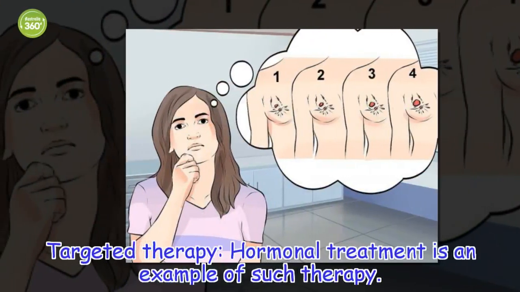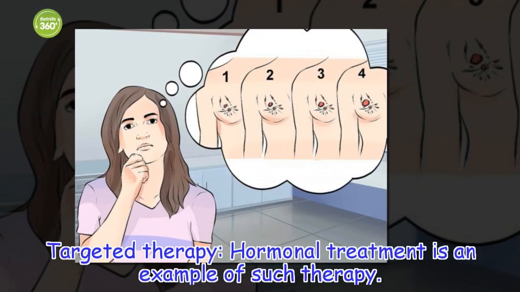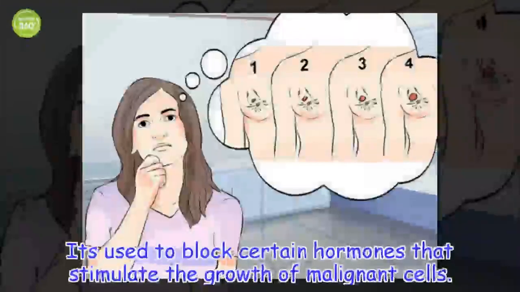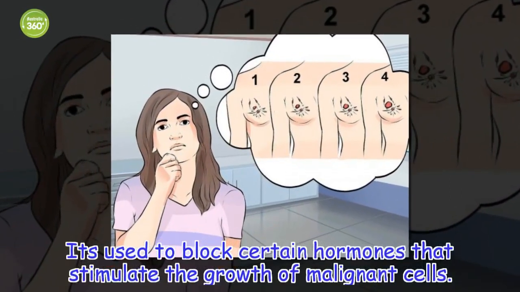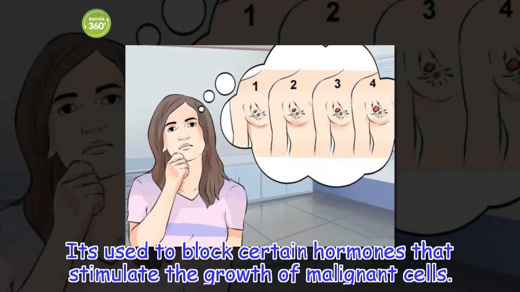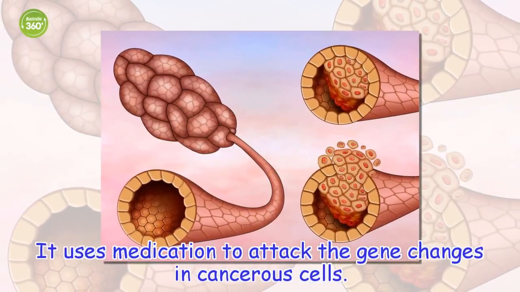Targeted therapy. Hormonal treatment is an example of such therapy. It's used to block certain hormones that stimulate the growth of malignant cells. It uses medication to attack the gene changes in cancerous cells.